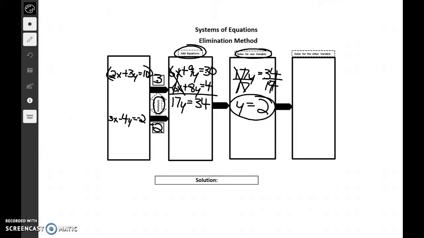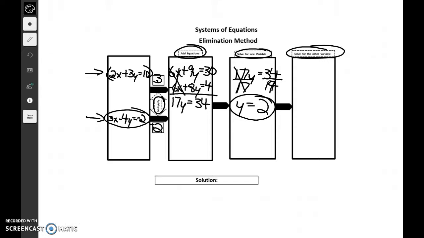Now that we have y equals 2, the next thing we want to do is solve for the other variable. To do that, I want to come back and look at my original two equations. I just want to pick one to work it out here. I can pick either one of these. Let's go with the bottom one, okay? I'm going to work this bottom one.